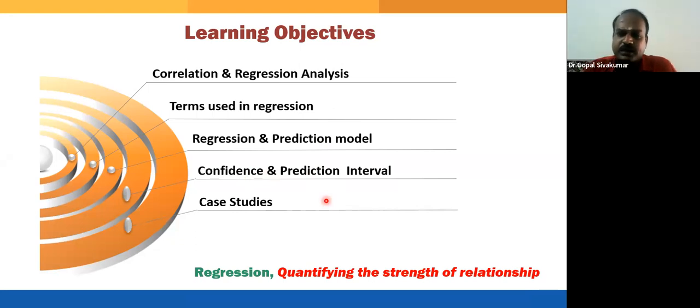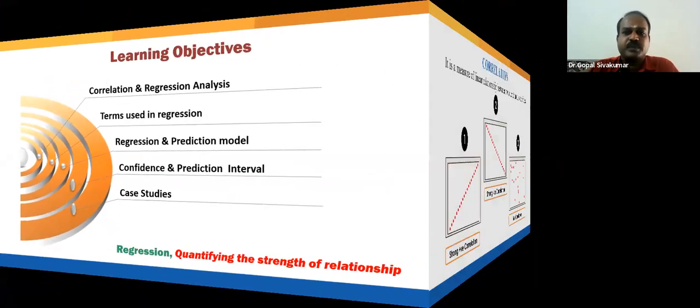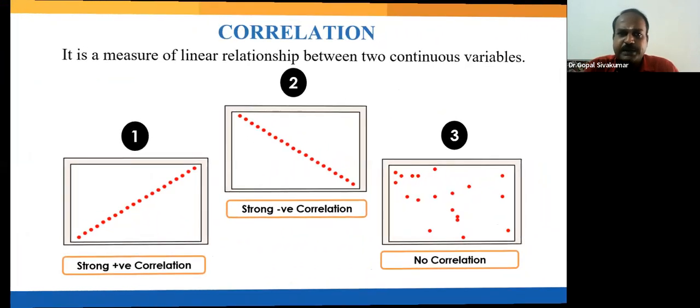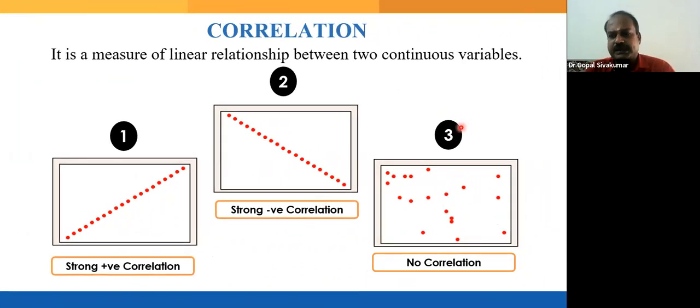So regression is nothing but quantifying the relationship, understanding the nature of relationship and quantifying the strength of the relationship. And see here in my slide, I have shown you 3 graphs, right? And these are called a scatter diagram. You know what is a scatter diagram? It is one of the 7 basic quality control tools.